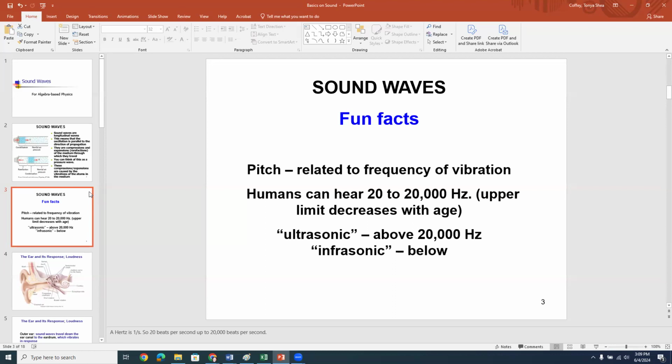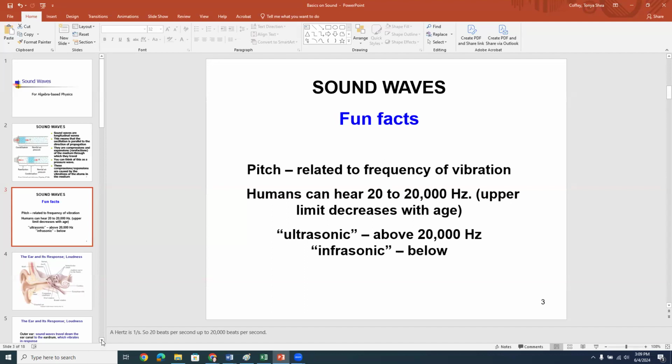And then we have ultrasonic, you might have heard of that, and that's above 20,000 hertz. So that's outside of the range that humans can hear, but dogs, of course, can hear higher frequencies than humans can, so they can still hear that, which is how dog whistles work. And then infrasonic is frequencies below 20 hertz or so, okay? So those are lower frequency sounds.